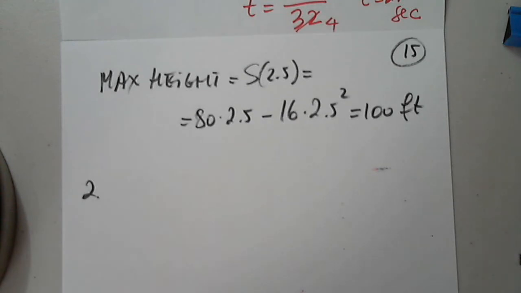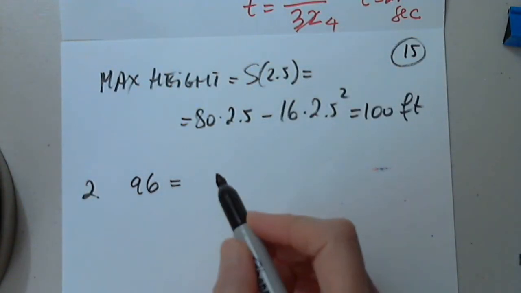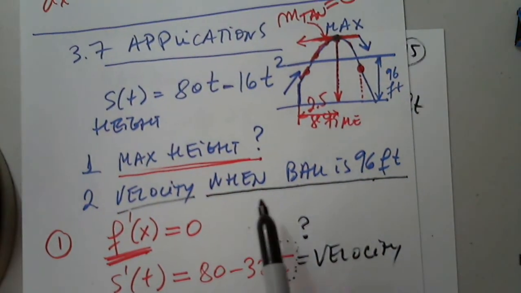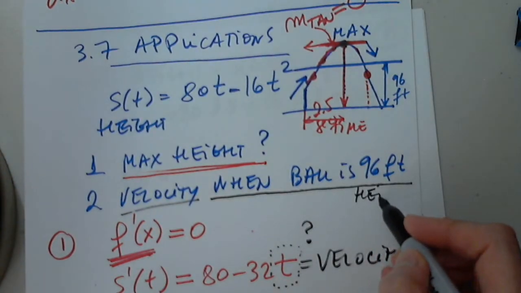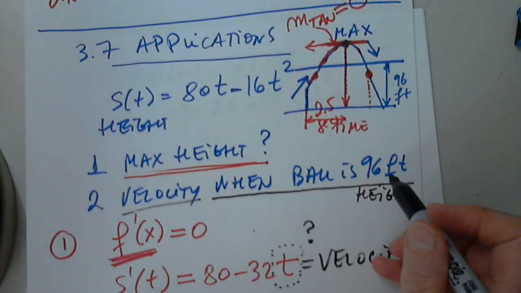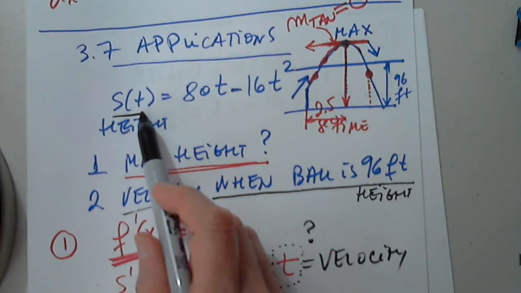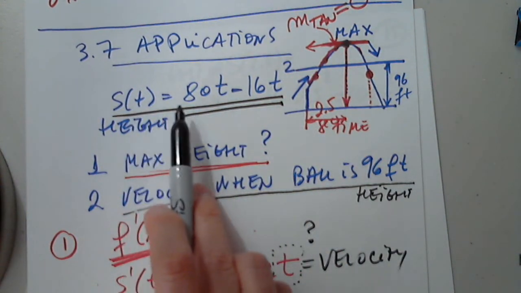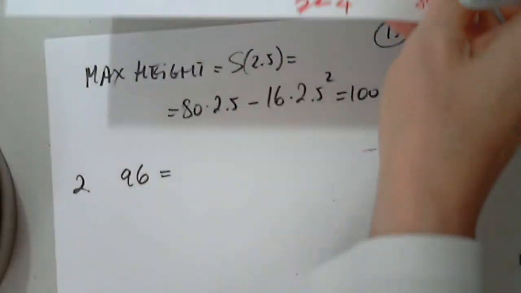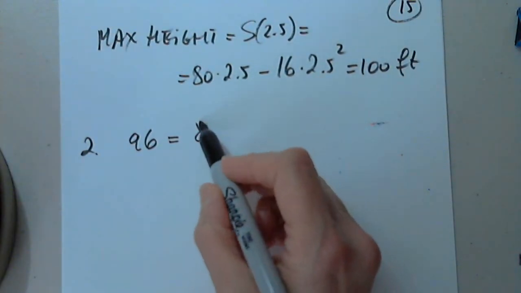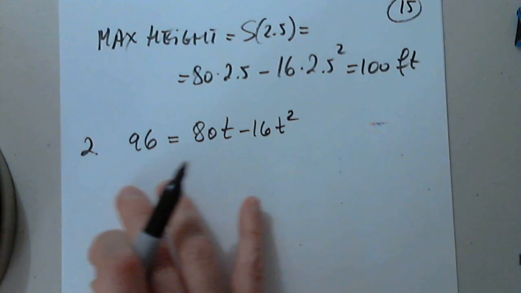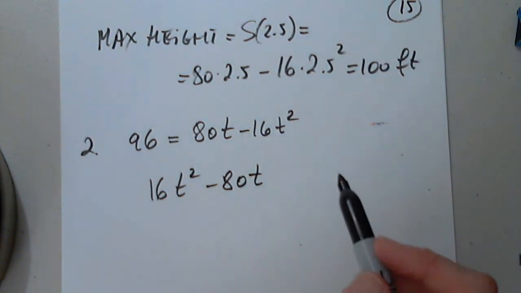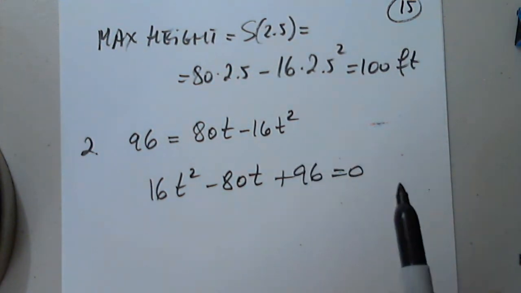Do we do 96 equals 80 minus 32t? That's the velocity. It doesn't say, so this is the height. The height equals 96 feet. So the height is 96. I have to set this equal to 80t minus 16t squared to find the time. Move everything to one side, it's quadratic. So 16t squared minus 80t plus 96 equals 0.